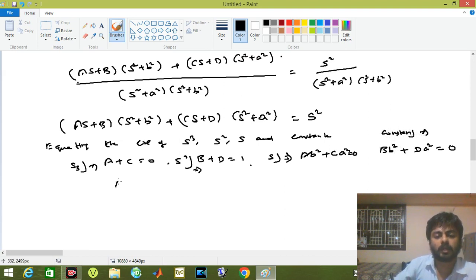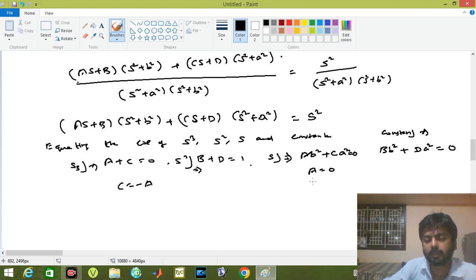Okay, here you can see c equal to minus a, and here you can see a equal to 0 as in the previous problem, and b square minus a square not equal to 0. Okay, similar to the previous problem.